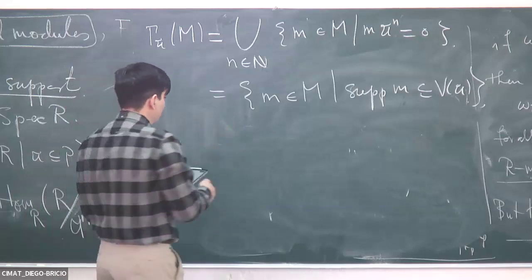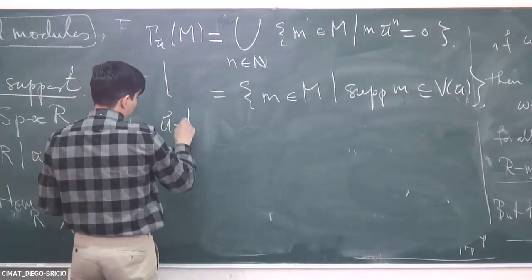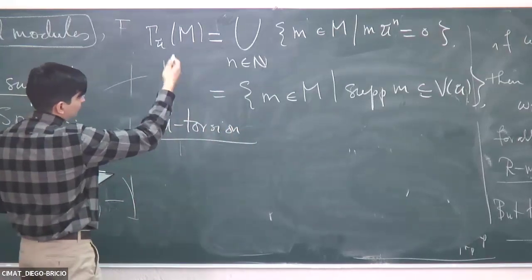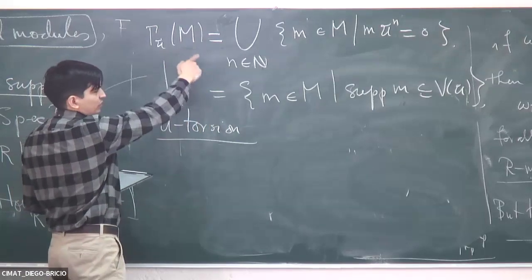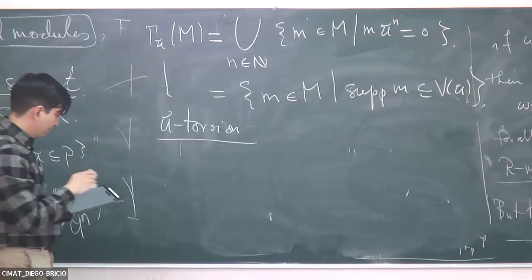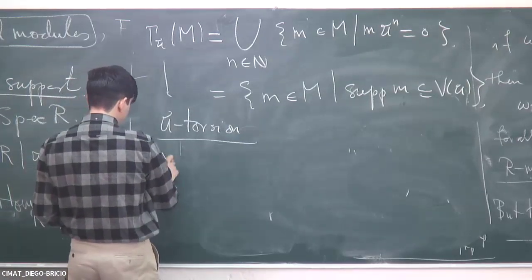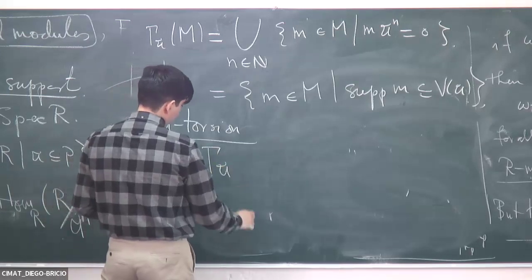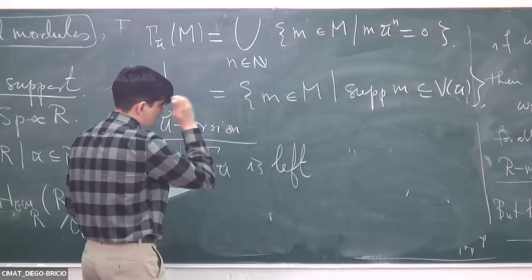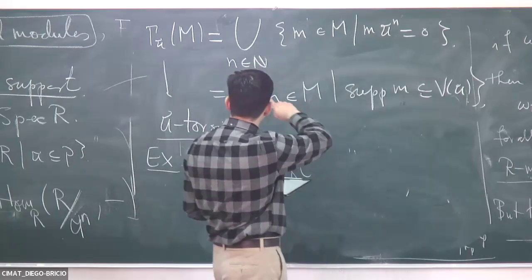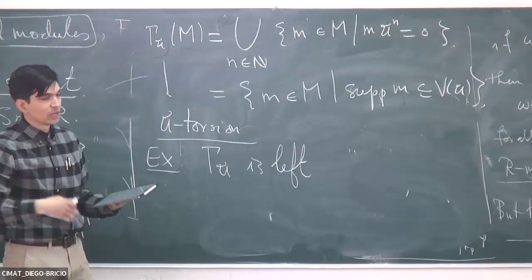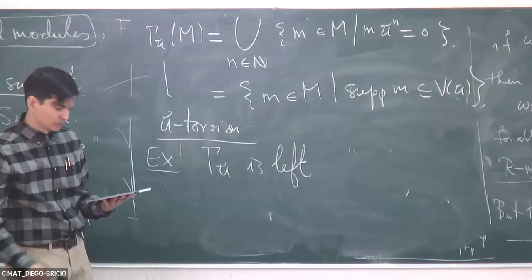Not A torsion, by the way, like A torsion. So you will see that an element M, very often people say it has A torsion, it belongs there, if it is killed by some power of A. So here's an exercise. This functor here is left. One more point. This also illustrates why this functor here only depends on A after radical. Okay? So we will have taken A to be radical, but from time to time we just don't.